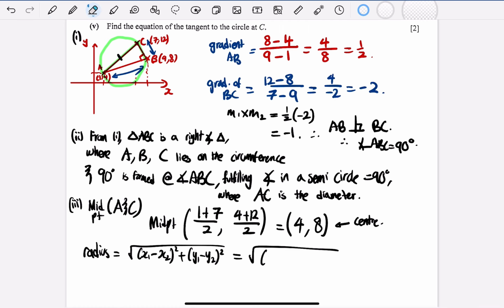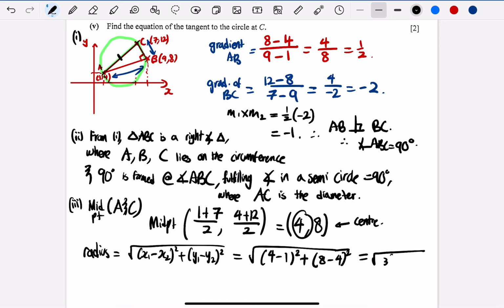Oh sorry, I'm using my x coordinate. It should be 4 minus 1 squared plus my 8 minus 4 squared. Okay, and this just gives me the square root of 3 squared plus 4 squared, which I get to be essentially just 5. So I have my radius to be 5.